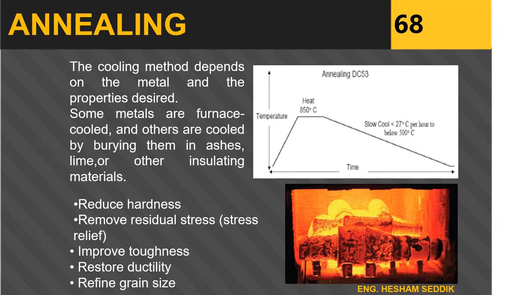Annealing. Annealing can help us reduce hardness, increase ductility, improve toughness, restore ductility, and refine grain size. The process is that we start heating at a rate and reach the high temperature for treatment, for example 850. 850 depends on the carbon content, and we keep the temperature for a certain time, depending on the thickness. After finishing the holding time, we start the cooling, and for annealing it must be slow cooling, from 27 degrees until 50 degrees per hour.